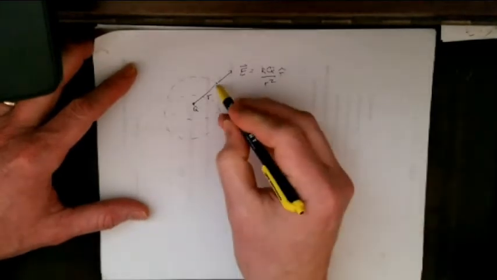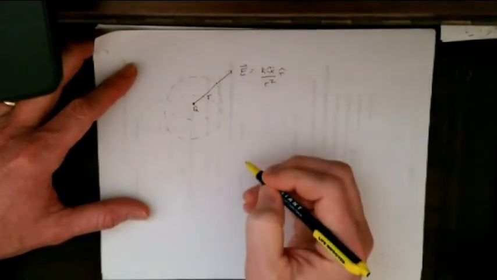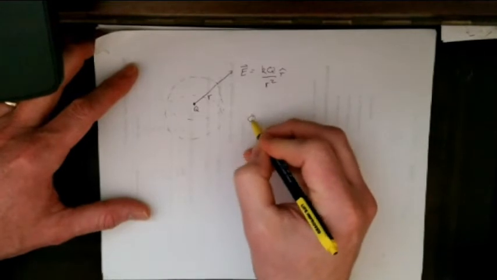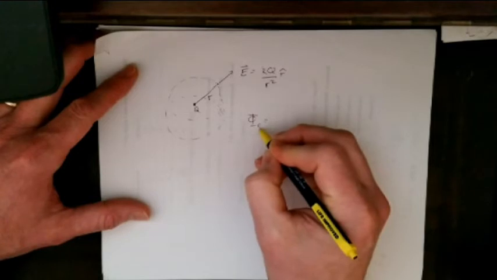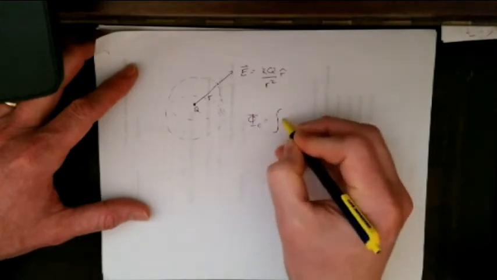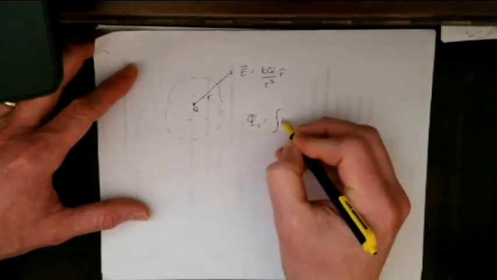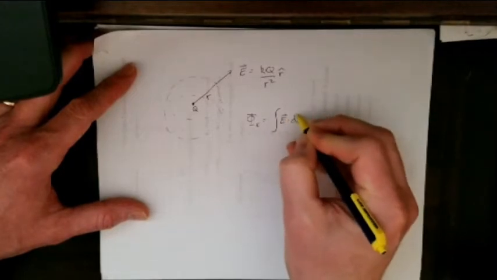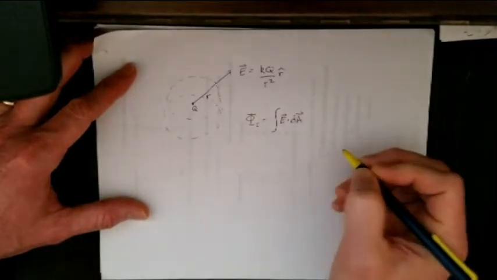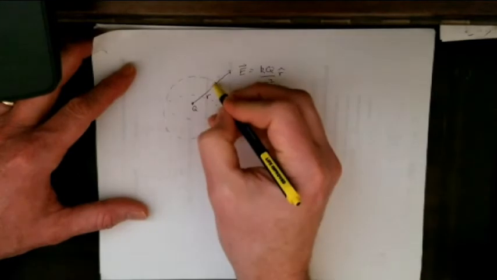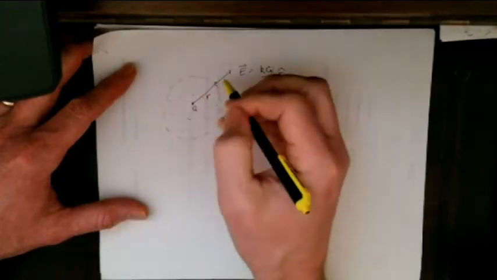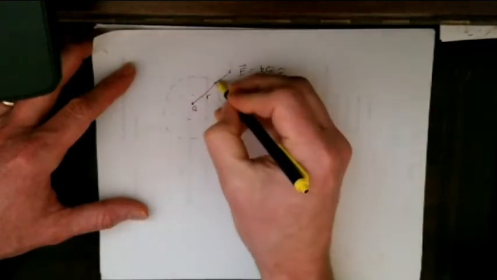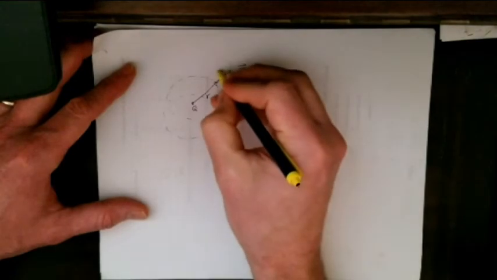So if I wanted to figure out what is the electric flux through this surface right here, I know that the electric flux is equal to the integral of E dot dA. Now, at any particular point, dA is a differential of the area where the electric field is acting, and for a closed surface, it is outwards.